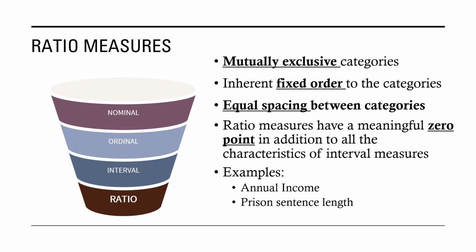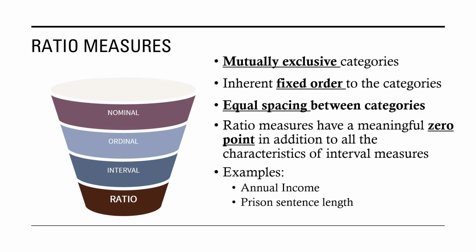An example of a variable at the ratio level of measurement would be annual income. If I asked you to answer what is your annual income, you could tell me $30,000 a year, $80,000 a year. You could also tell me $0 a year. So 0 is an actual response category, and it would be a true 0 point at that level, making it a variable at the ratio level of measurement. You could also discuss a person's prison sentence length.